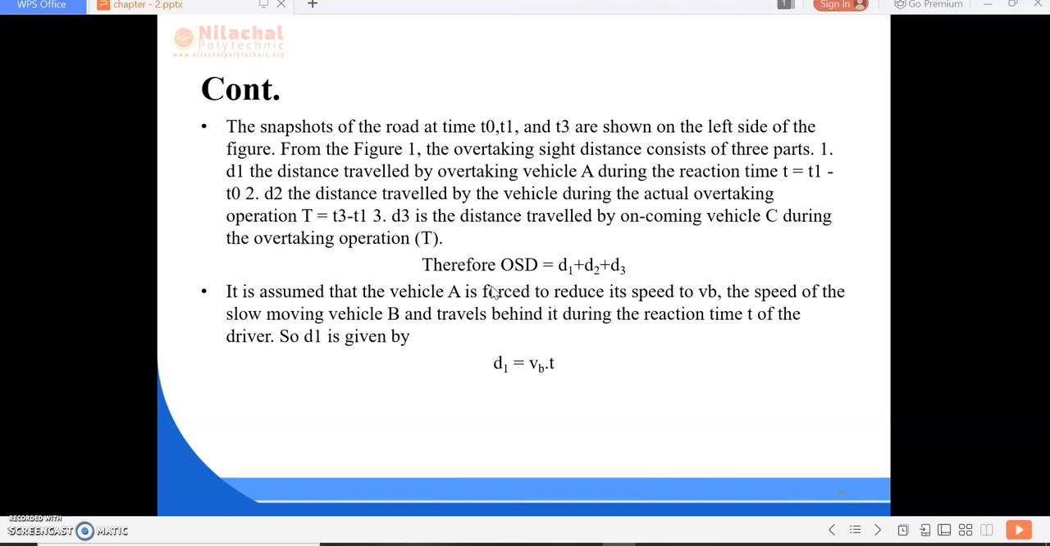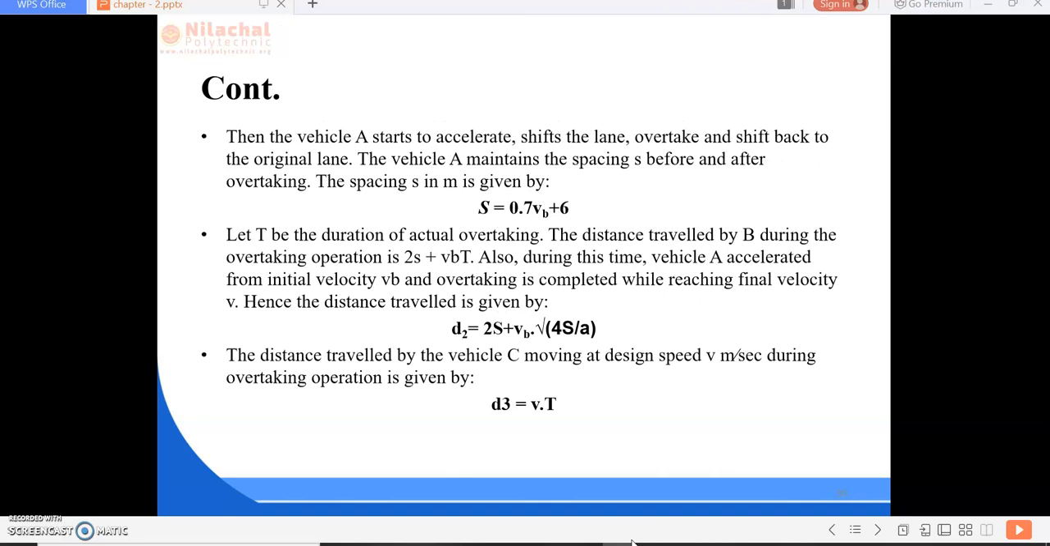It is assumed that vehicle A is forced to reduce its speed to VV, the speed of the slow moving vehicle B, and travels behind it during the reaction time T of the driver. So D1 is given by D1 equals VV into T. Then vehicle A starts to accelerate, shift the lane, overtake, and shift back to the original lane. Vehicle A maintains a spacing S before and after overtaking.